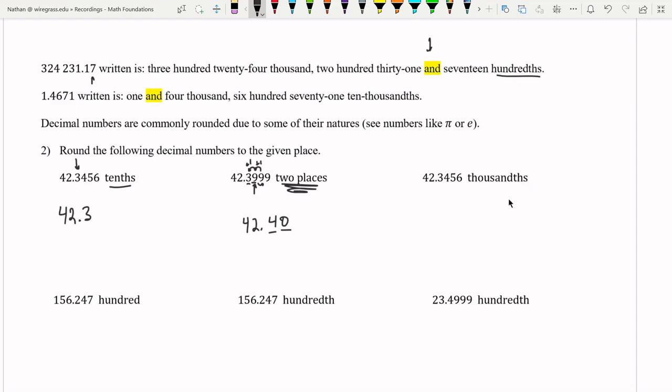Okay, for this one, we went with the thousandths. That's going to be tenths, hundredths, thousandths. And we're going to look at the 6. That's our testing digit. That is 5 or greater, so we're going to add 1 to there. So we're going to get 42.346. We have the thousandth spot still there, so this is rounded correctly.